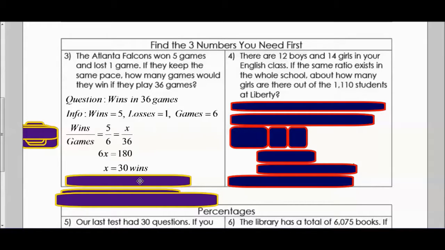Again, does that answer really make sense? Yeah, I mean, they're winning most of their games. 5 out of 6 is pretty good. 30 out of 36, again, that's pretty good. That's most of their games. You could also divide that fraction out. 30 divided by 36 is the same thing. That same 0.833 repeated as 5 divided by 6.